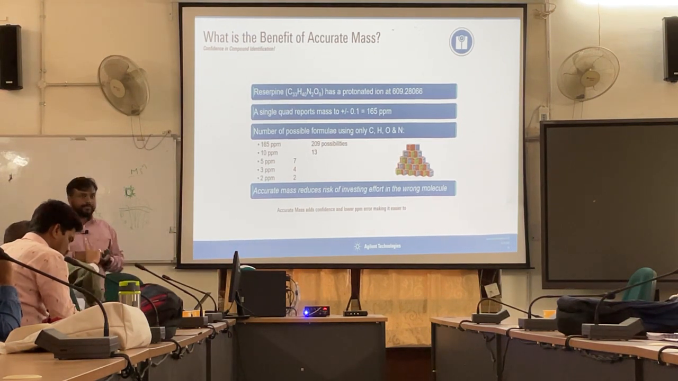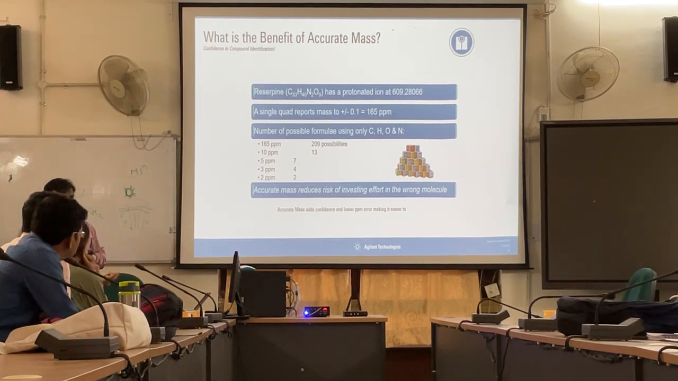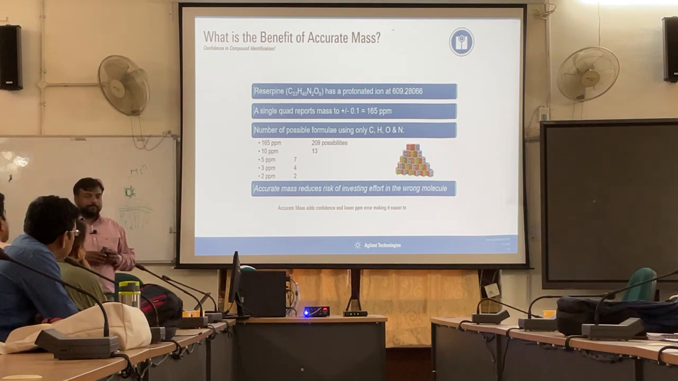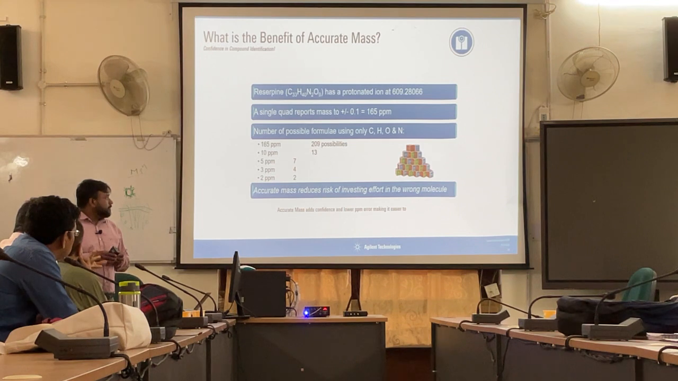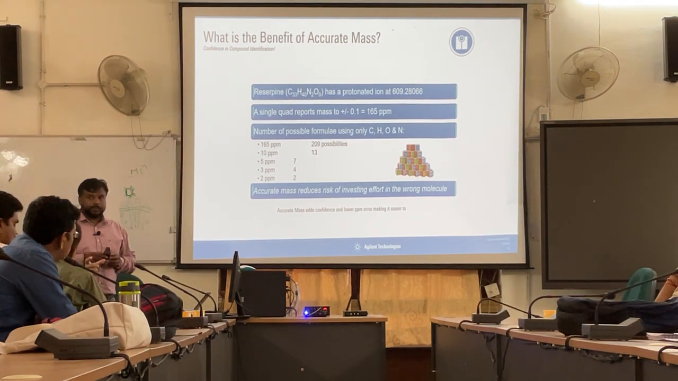Any idea why this is so? If you increase the mass accuracy, why do you have more confidence? Because in nature, nothing exists as a whole number. There is a fractional mass associated with everything. I think Dr. Vinit covered this, right? Carbon is only exactly 12, the rest are 0.008, 0.003, there is a fractional mass associated. Mass defect and mass coefficient.